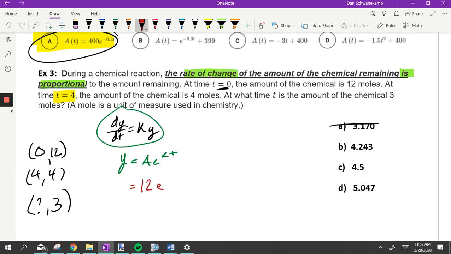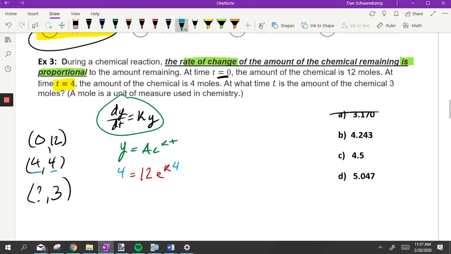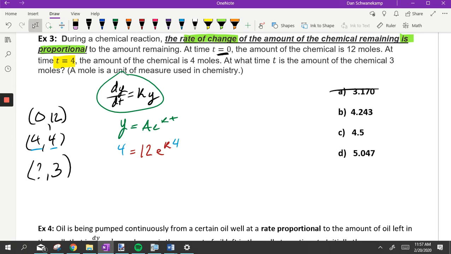12. I do not know my k. They did not tell me the rate anytime in this problem. So k is still k. And then I need to plug in some time and some y so I can find my k. So what other t and y can I plug in here? 4 and 4, because I know that my t is going to be 4 and my y is going to be 4. No, we already used 0 and 12. We don't want to use it twice. Okay? Solve for k. Go.